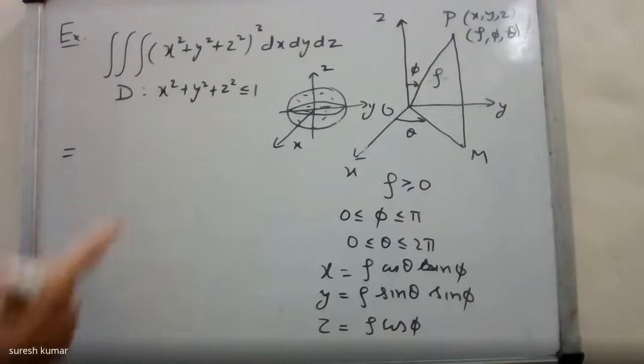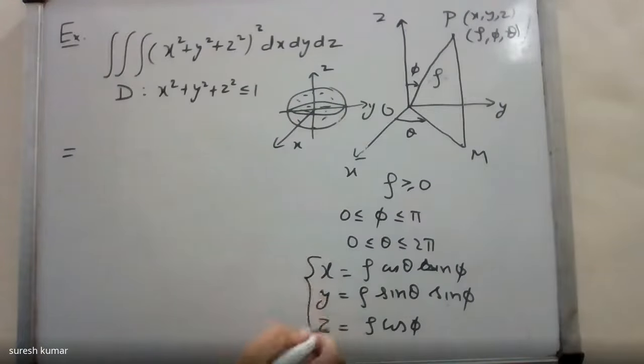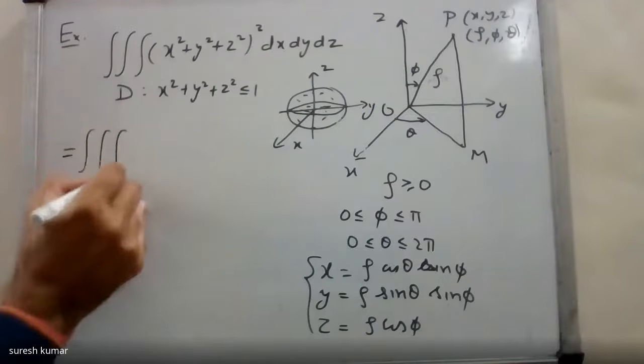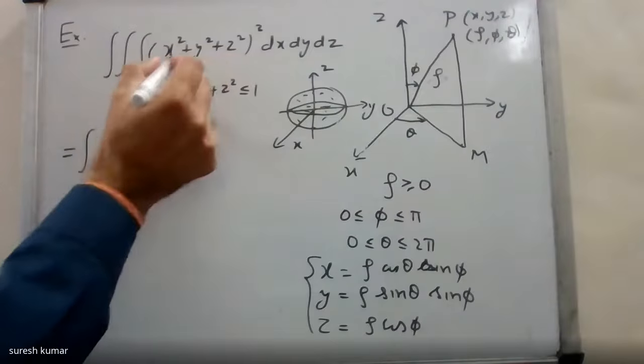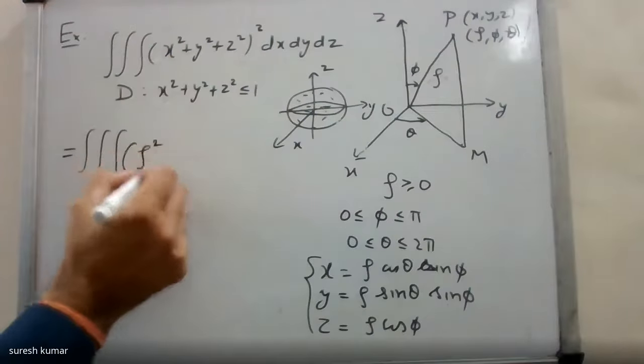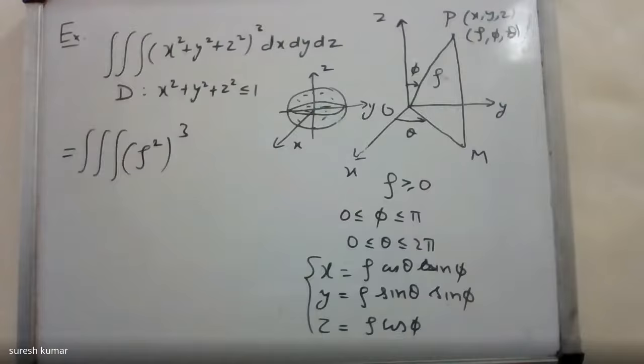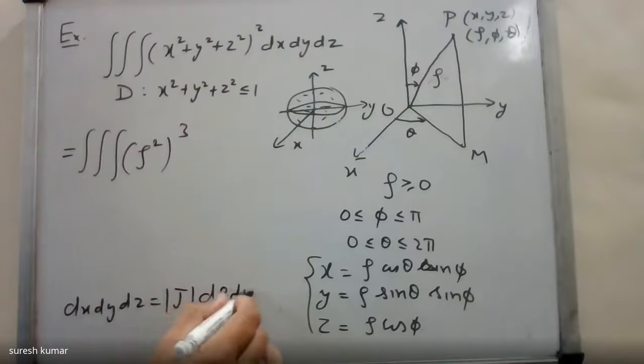Now, to solve this triple integral, it's good to use spherical coordinates. So put x equal to rho cos theta sin phi, y equal to rho sin theta sin phi, and z equal to rho cos phi. See what we get. You can check it, you will get here rho square whole power 3, and dx dy dz as usual goes to Jacobian d rho d phi d theta.